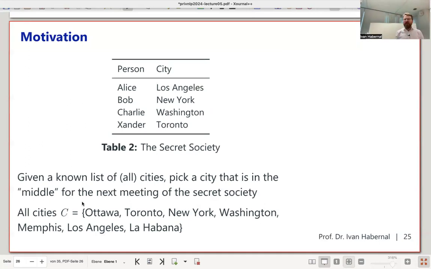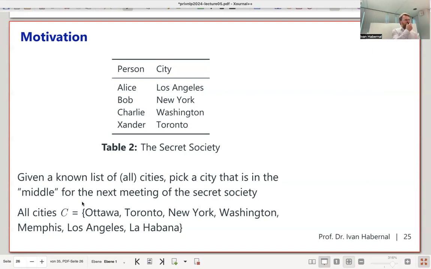So we have a secret. Maybe it's completely nonsense, but maybe it makes sense. We have a secret society with four people, and we know there are four people. So it's public information. Maybe we know who is in there, but we don't know where they live. We don't know the addresses, the cities of Alice, Bob, Charlie, and Sander. This is a secret thing about them.